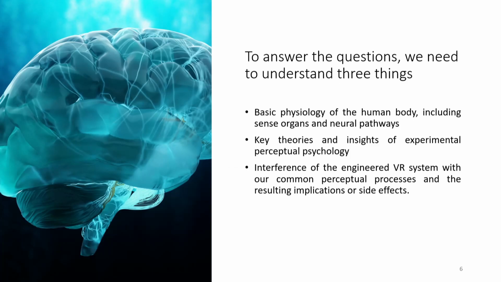To answer these questions, we need to understand three things. First, we need to understand the basic physiology of the human body, including that of the sense organs and neural pathways. We need to understand key theories and insights of experimental perceptual psychology. We also need to understand the interference of the engineered VR system with our common perceptual process, the resulting implications of this interference, and the side effects of the same.